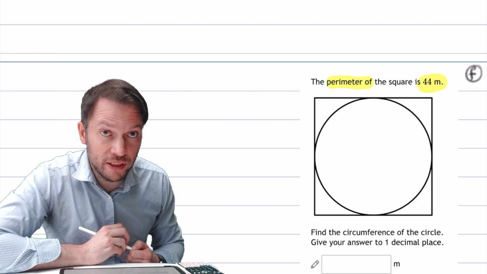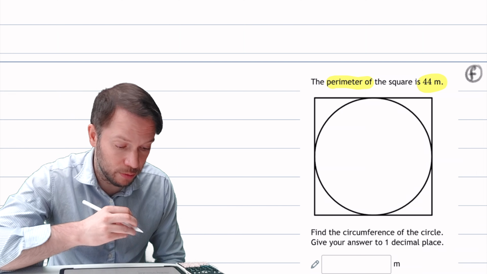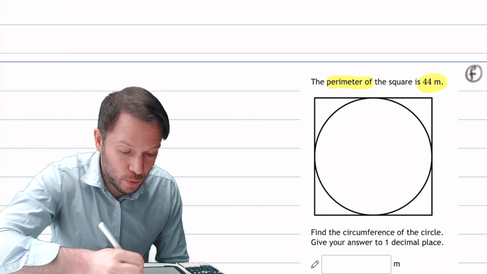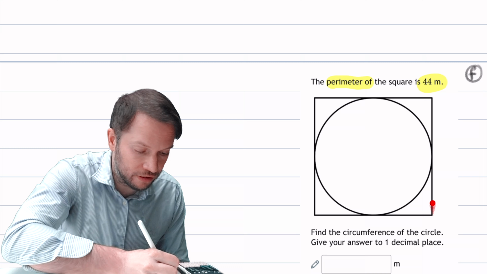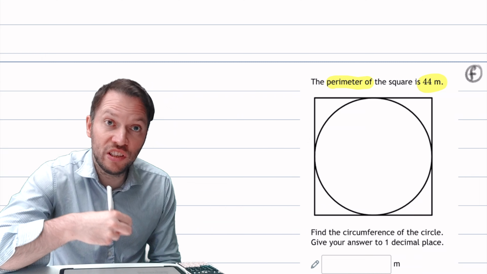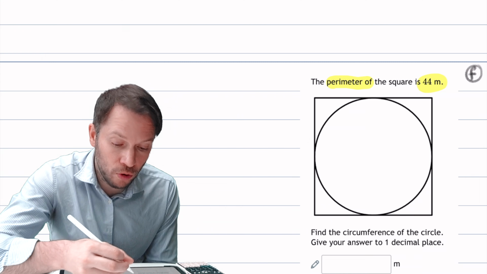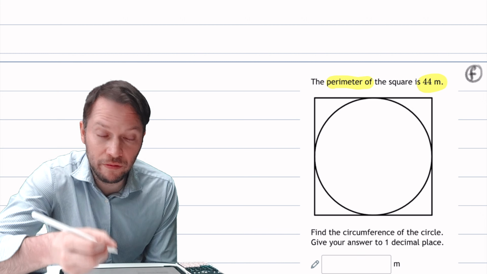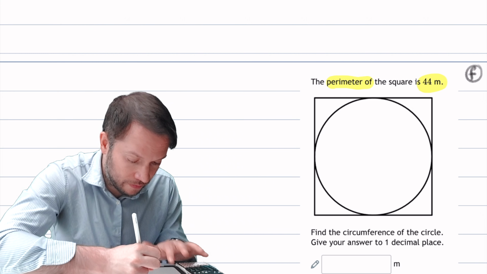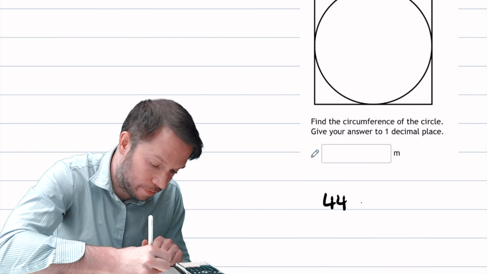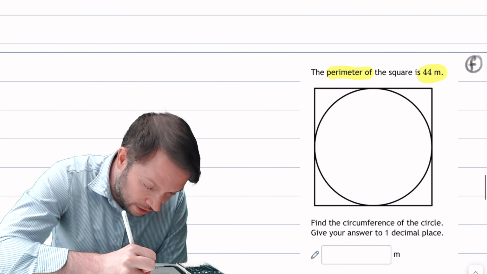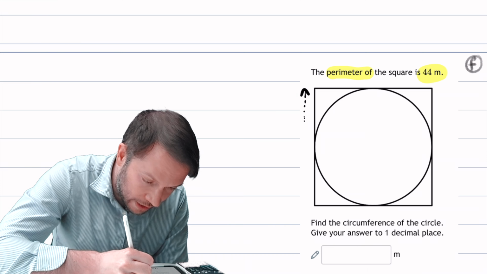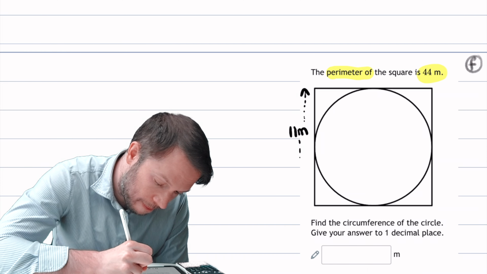Now if we know the perimeter of the square, we could work out each side of the square because a square has four sides, right? And if the total length around the outside is 44 meters, we just need to divide the 44 by 4 to get the length of one side. So we do that, 44 divided by 4 is equal to 11. And so therefore, each side of this square is 11 meters.